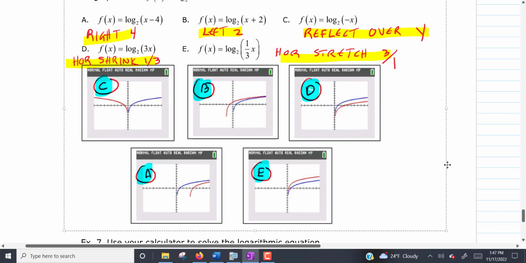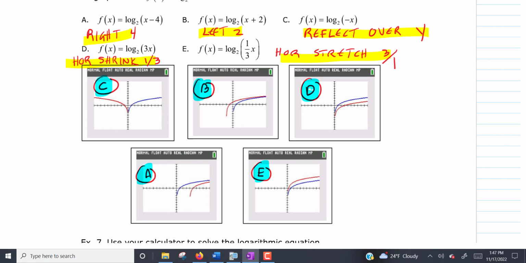Okay, so this is kind of what I got on this. So the first one, A, was right 4, so that matches. That one's pretty easy to see. Then you had left 2, so that one was this one. That one's easy to see. This one is reflect over Y. I think that one's easy to see. And then remember, when you're inside, it's the reciprocal that makes the difference. So this one would be a horizontal shrink by 1/3. So that one matches this one. Okay. And then this one right here would be a horizontal stretch by 3/1.